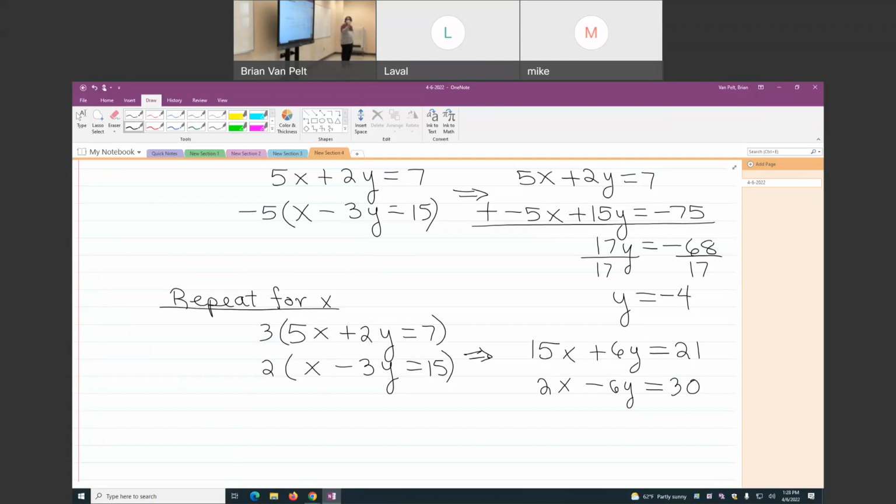Look at the y's. You see that one is a positive 6y and one is a negative 6y. When I add them together, what's going to happen to those y's? They're going to eliminate. Right, exactly. Add them together. And now we've made the y's disappear.